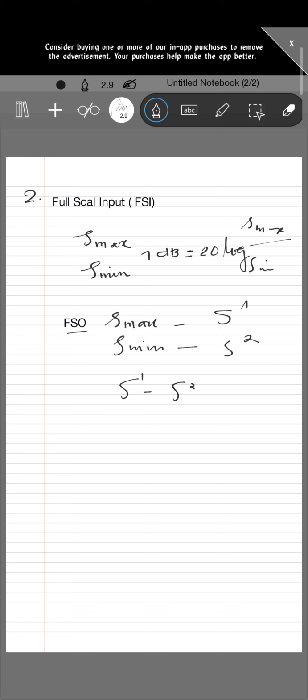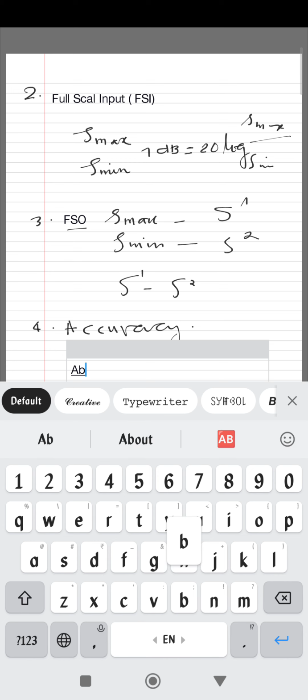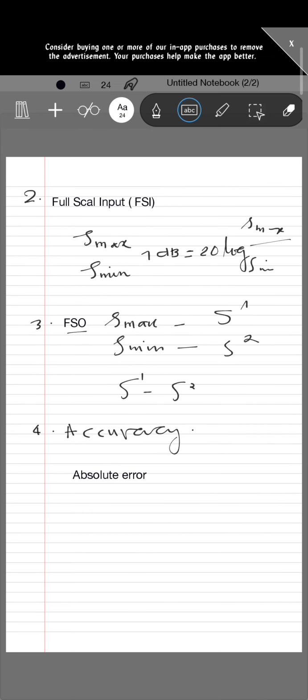Now, third is the accuracy. Accuracy means we need to find out the error. There are two types of error. The first one is called the absolute error, and it is given as the measured value minus the true value.